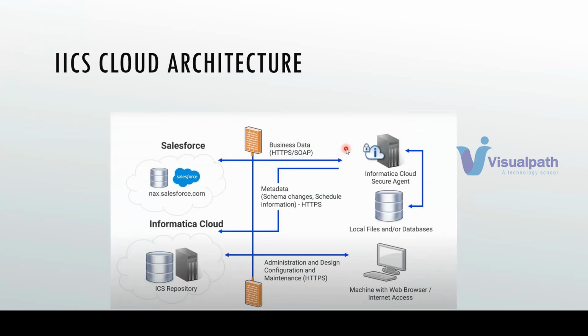And this is one more additional picture of your architecture, where I'm giving an example of Salesforce, where you connect to your business data using your HTTPS SOAP connector. You have metadata, which schema changes. You have an Informatica Cloud Secure Agent with your local files and databases. So you can have your on-prem and your cloud integration done through IICS. What you need is a machine with a web browser, internet access, and a secure agent, and I'll tell you how to get started when we go to the UI.